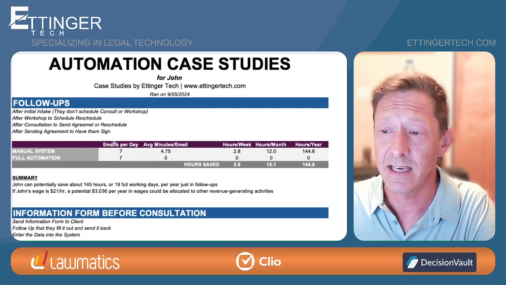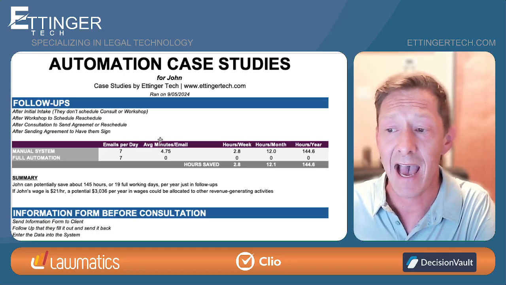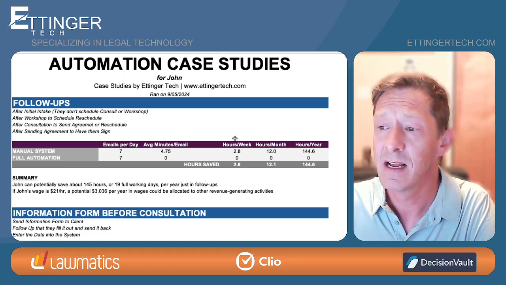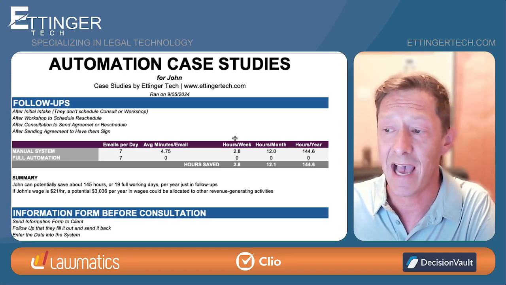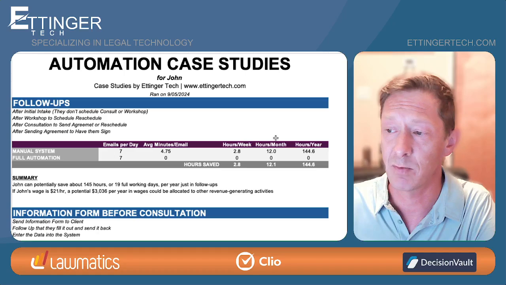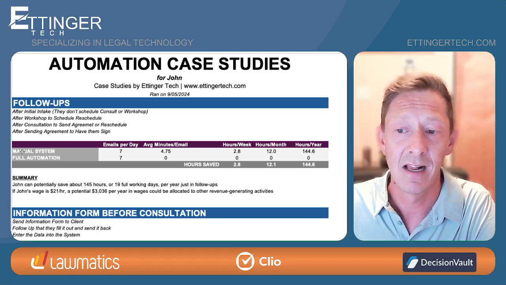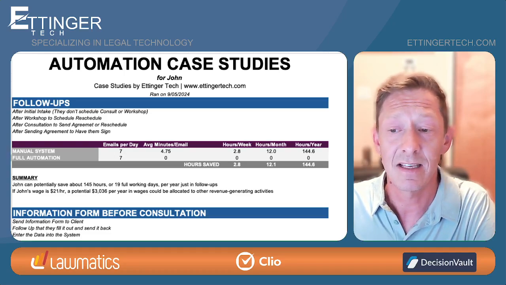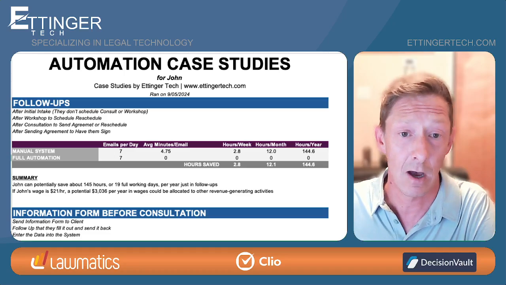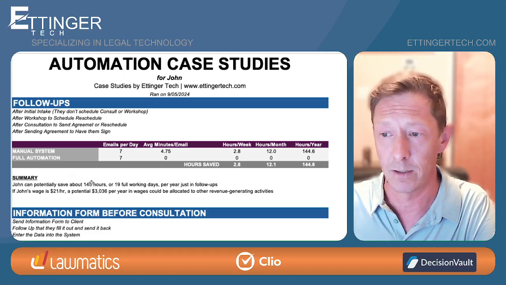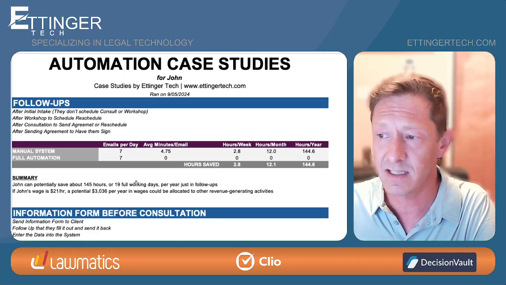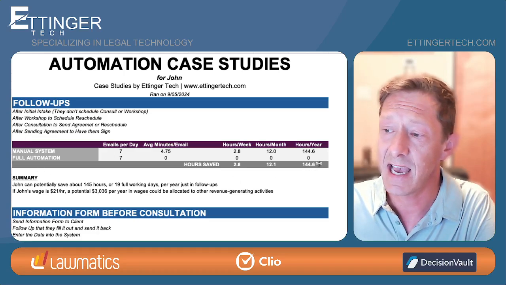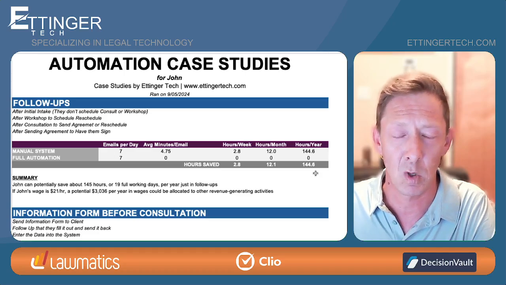So here you'll see how many emails per day, the average minutes per email, and this will tell you how many hours per week is spent, how many hours per month, and how many hours per year. The first line is a manual system with no automation. The second line is a fully automated system that's handling this for you. So here you can see in these 4 tasks that you would do on a regular basis in your follow-ups, you're going to save about 144 hours per year.